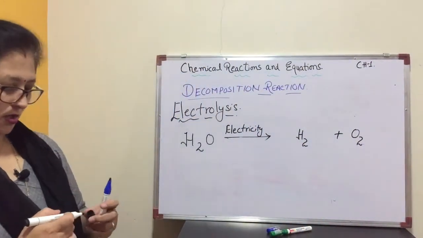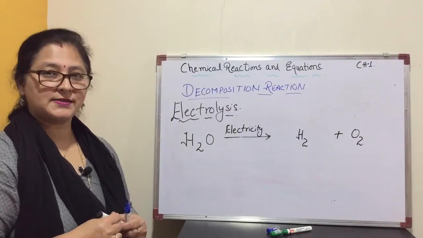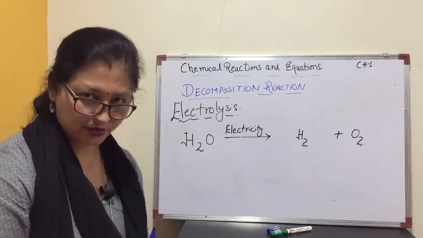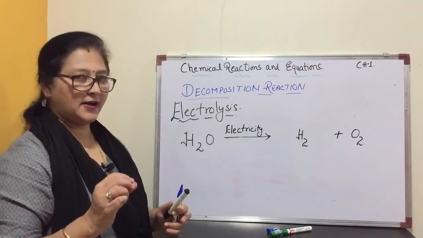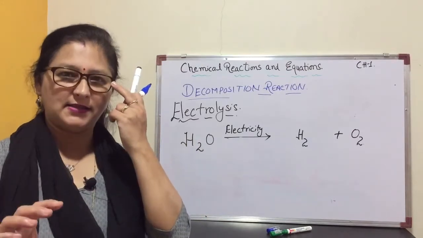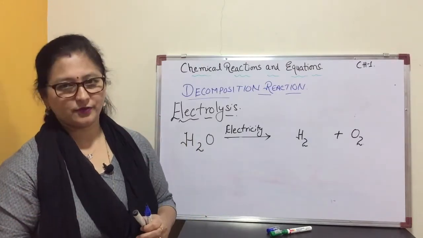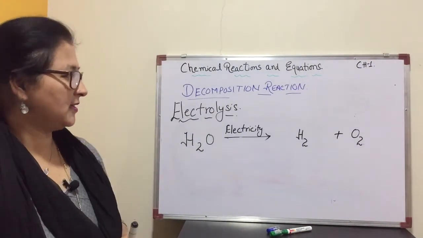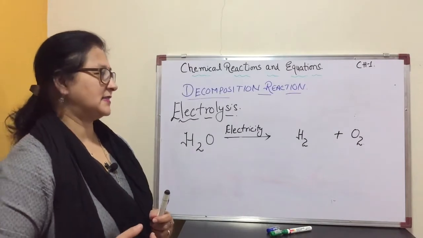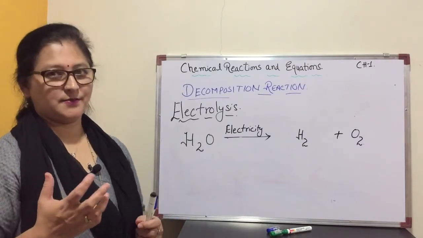And before we do this experiment, before we pass electric current to the water container, we have to add a few drops of HCl or H2SO4, any acid, because when we mix these acids, the conduction of electricity will be faster, right?